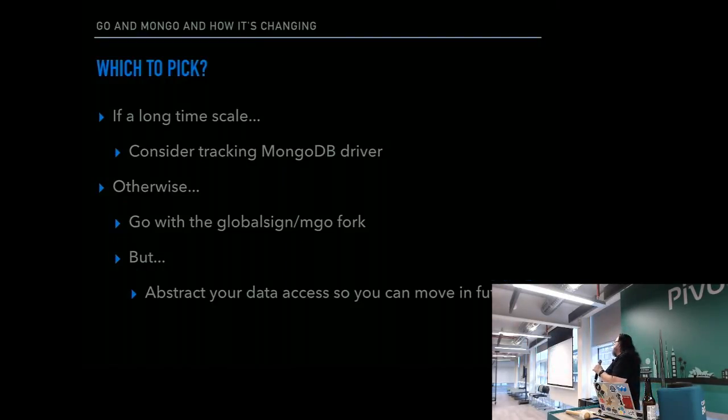The question is which to pick. And this is just simple practical advice. If you've got a long time scale on your project, consider looking at the MongoDB driver. It's working, it's functional, it will do most things, and you'll be slightly ahead of the curve. If you've got to do stuff now, the chances are you'll want to use the global sign driver, but always, when you're working with a database, abstract your data access, and I don't mean use an ORM, but abstract your data access so you can move between databases in the future.